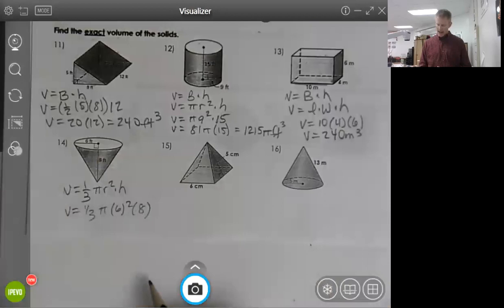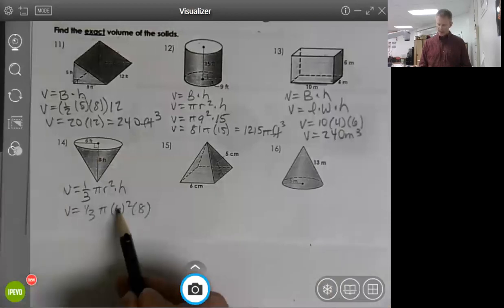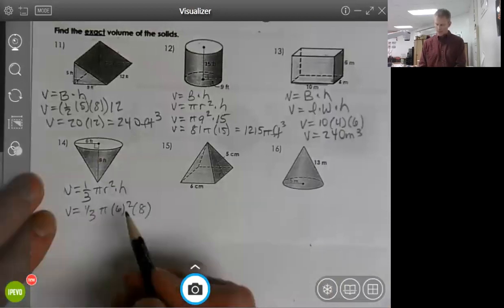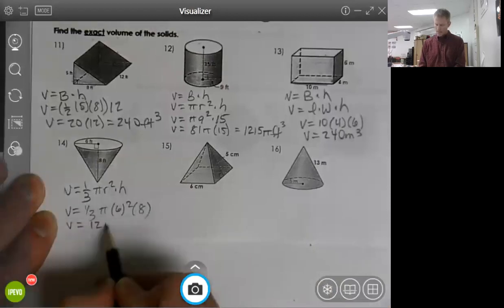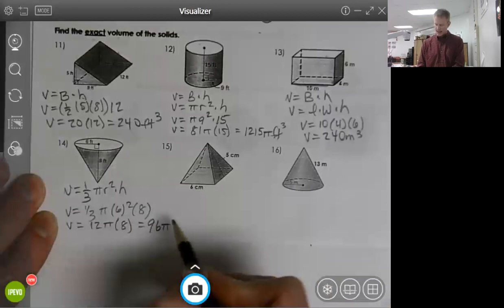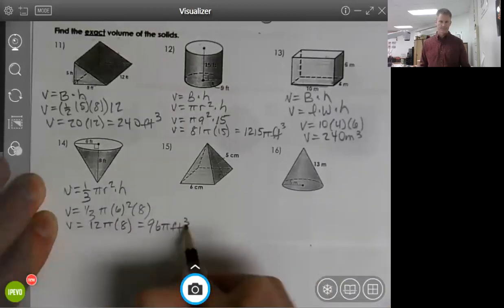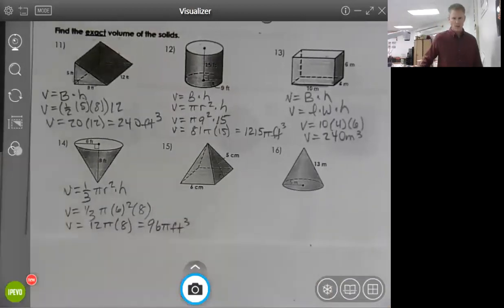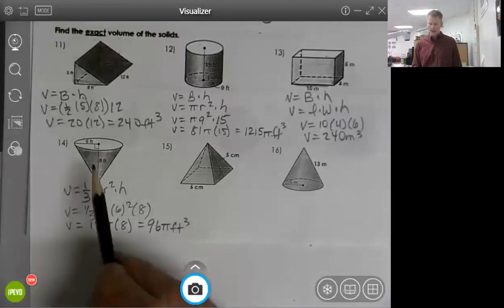So here we have 36 divided by 3, which is 12. And that would be 96 pi, and those are feet cubed. So that's 1/3 of the volume of a cylinder with the same size and shape.